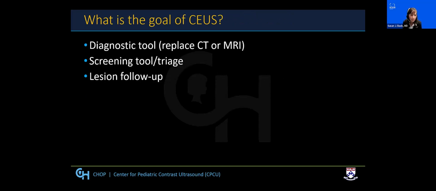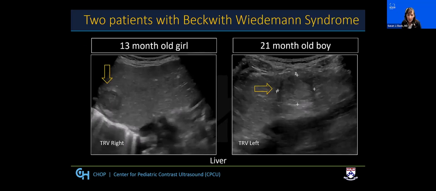Our goals in our department are to use ultrasound contrast as a diagnostic tool. So we'd like to replace the use of CT and MRI when possible. We also do use it as a tool to triage or to screen, and then in some clinical scenarios to do exam follow-up. Consider for a moment these two patients, both with Beckwith-Wiedemann syndrome.